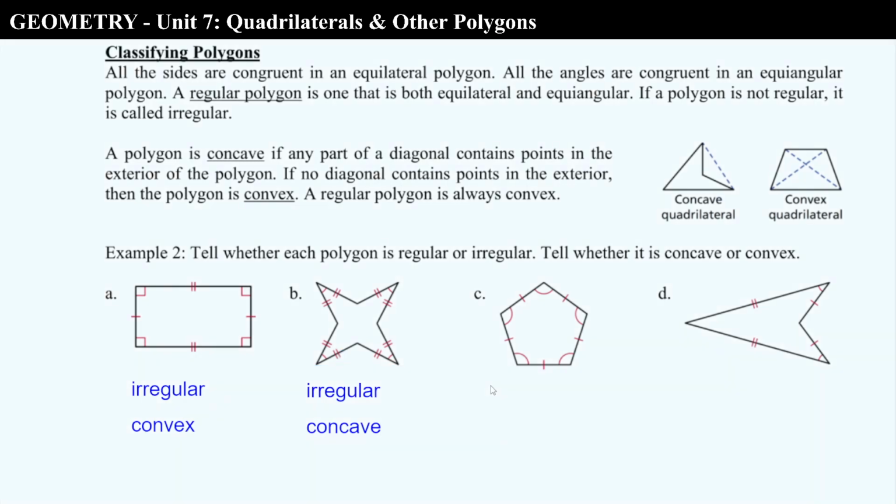In C, we have a pentagon. All the sides are the same, all the angles are the same, so it is regular. And remember, if it's regular, then it is automatically convex. If we drew all the diagonals from every vertex to every other vertex that you can form a diagonal, they would all be on the inside. And then finally for D, not all the sides are the same, and not all the angles are the same, so it is irregular, and it is also concave because you have one diagonal here that is on the outside.